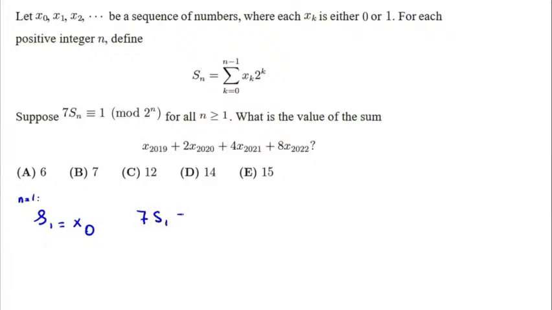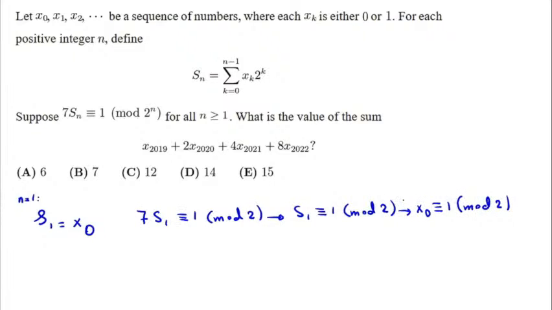7S1 mod 2 is 1. So S1 mod 2 is 1. S1 is what? It's x0. So x0 mod 2 is 1. And because they are either 0 or 1, x0 is 1. The first thing that we concluded.